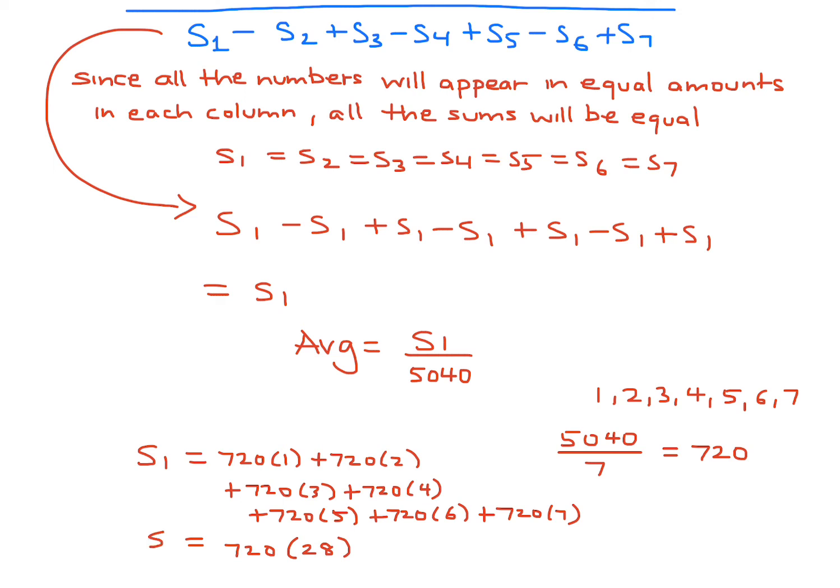And I think that is good enough for now. I can just put that in there. So 720 times 28 over 5040. And when I do that math, I get finally the answer, which is just 4, interestingly. So there you go. 9B.